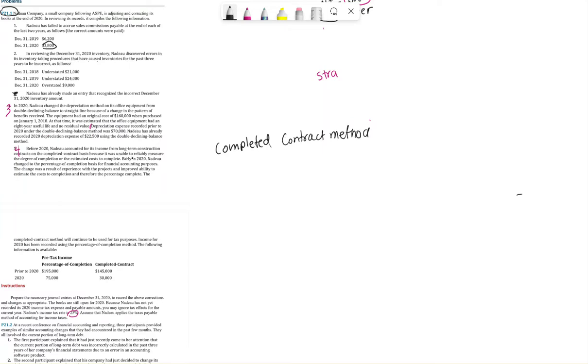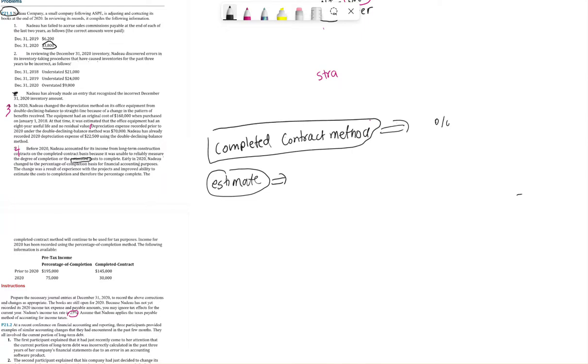That was because it was unable to reliably measure the degree of completion or the estimated cost to complete early. So they want to change it because they can now estimate better. If they're changing the estimate, I'm looking at it that we might not need to do any entry. Early in 2020, Nedu changed from the completed contract method to the percentage of completion method.